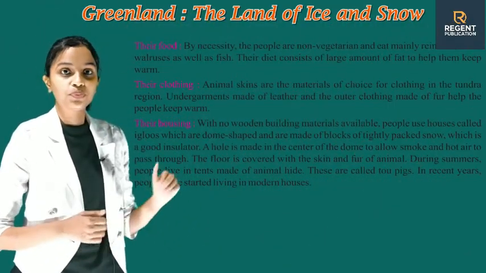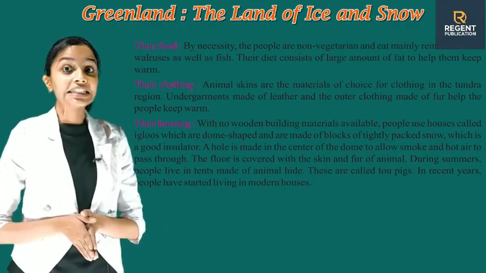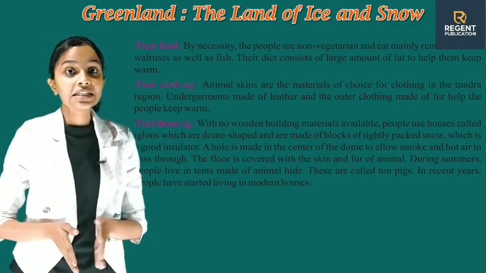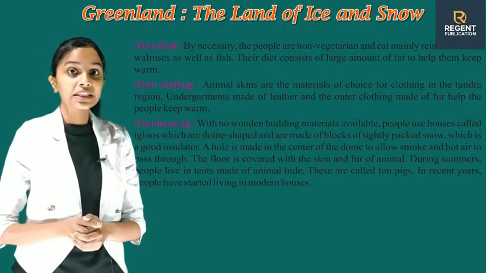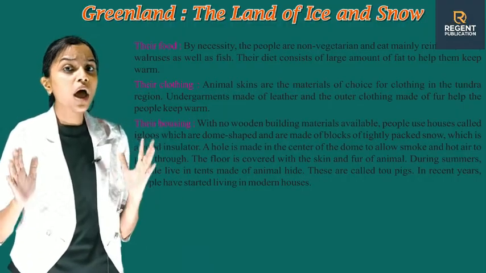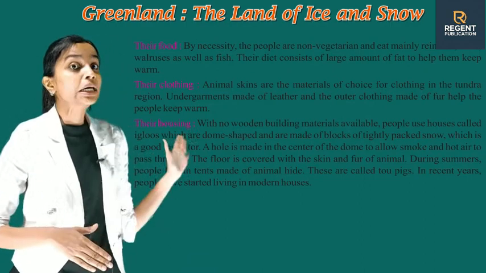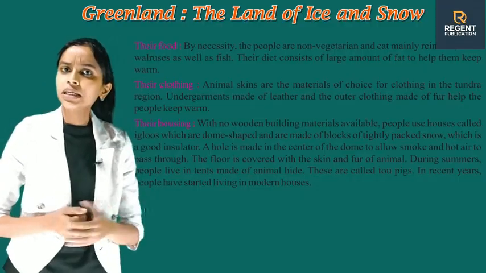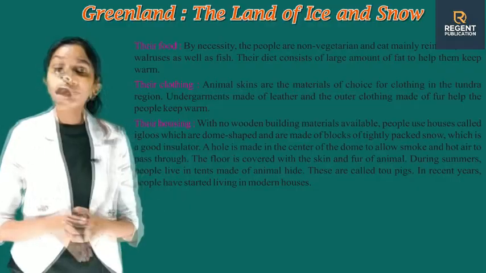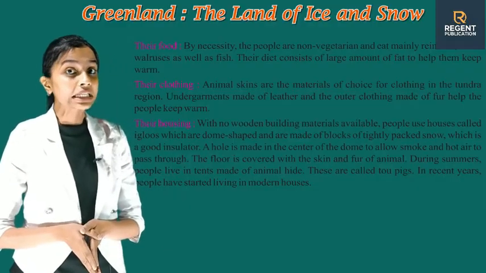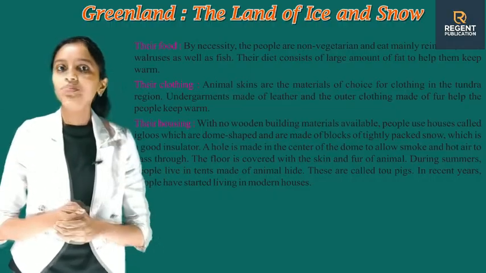Their food. By necessity, the people are non-vegetarian and eat mainly reindeer, seals, walruses as well as fish. Their diet consists of a large amount of fat to help them keep warm. Their clothing. Animal skin is the material of choice for clothing in the tundra region. Undergarments made of leather and outer clothing made of fur help the people keep warm.